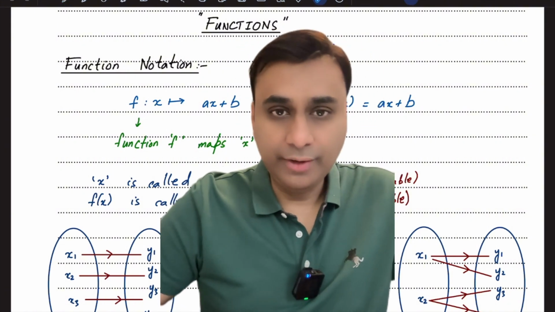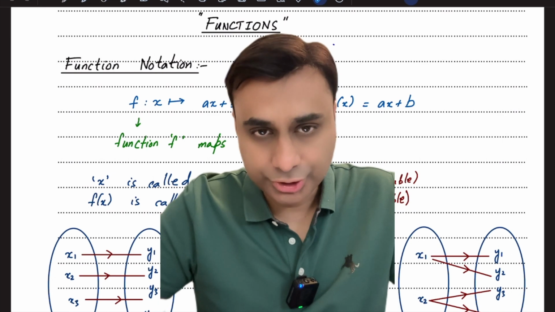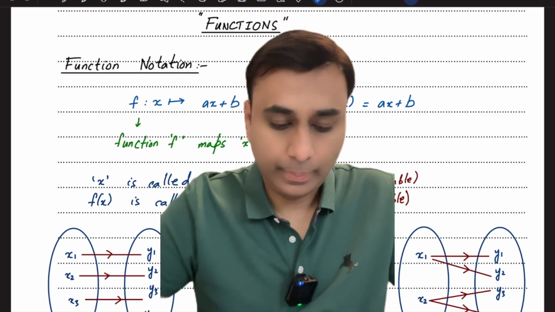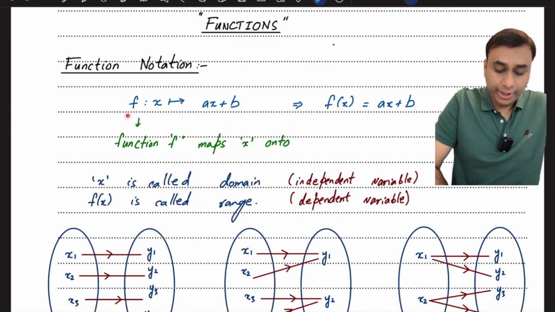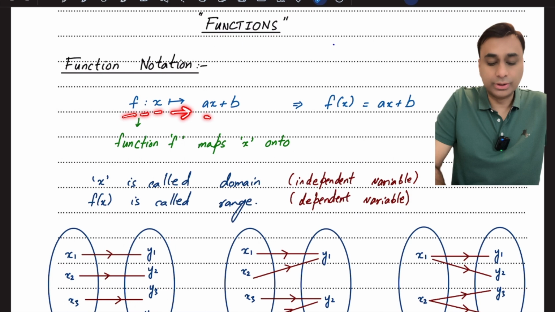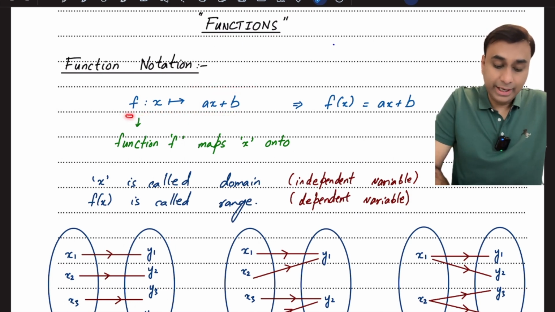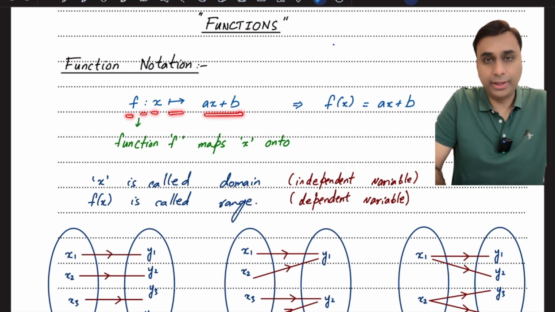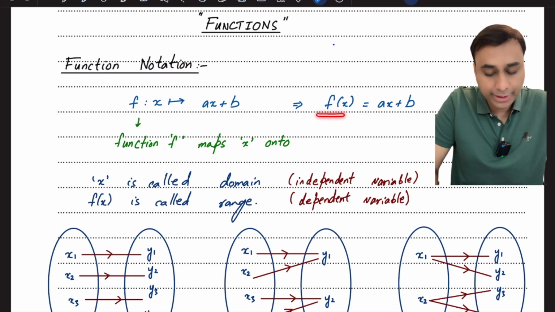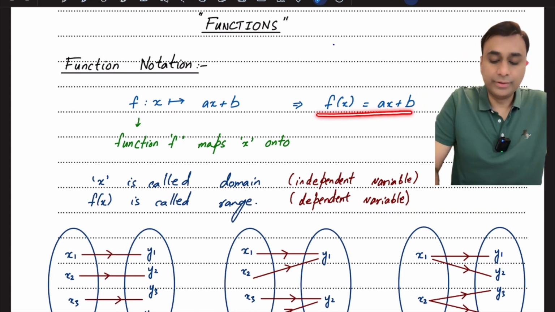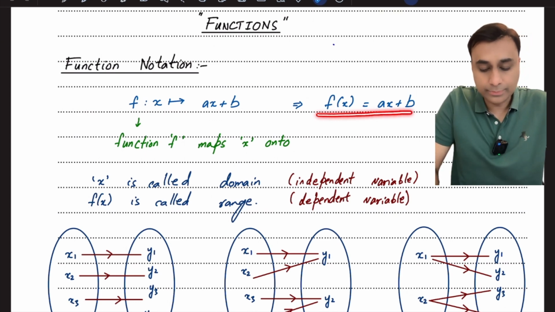So in this video, I will give you a brief introduction of functions. The notation of function goes like this. You have f and then a colon, then x, then an arrow pointing towards the formula of that function, which is read as f maps x onto ax plus b. In short, you can always write your function notation like this, which is f(x) is equal to ax plus b.